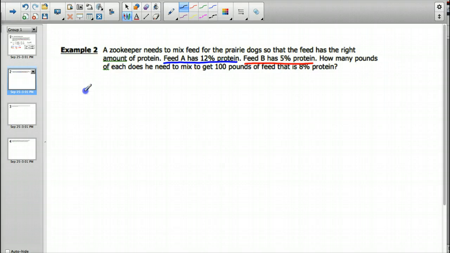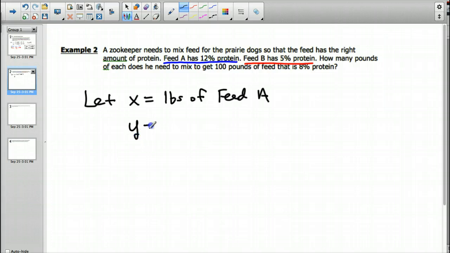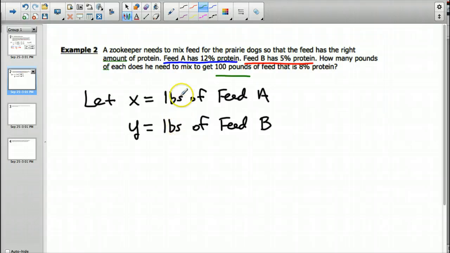Okay, so for this one we have one feed that's 12% protein, another feed that's 5% protein. We want to mix those together to get this new feed that's only 8% protein. So my let statements are going to be this. I want to know how many pounds of each, and by that we mean each feed. So X can be my pounds of feed A, that's one type of feed, and Y can be my pounds of feed B.